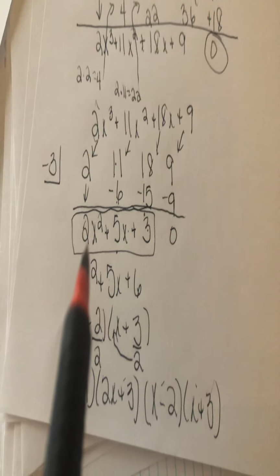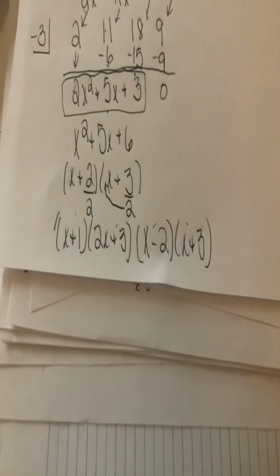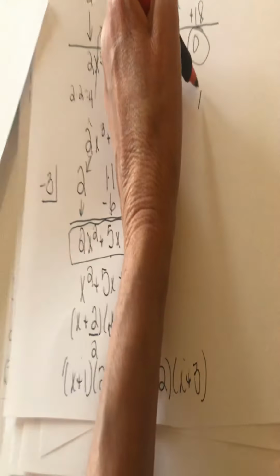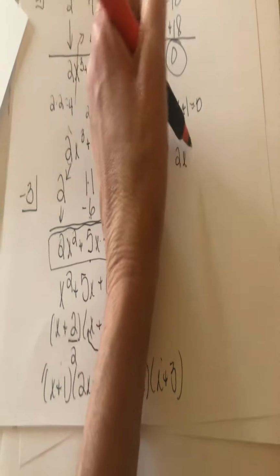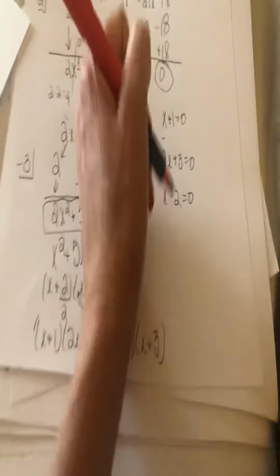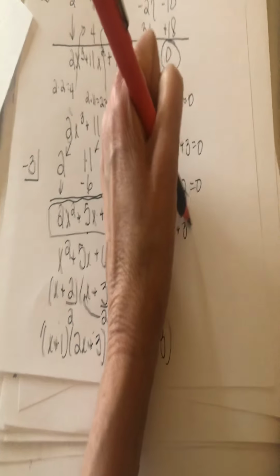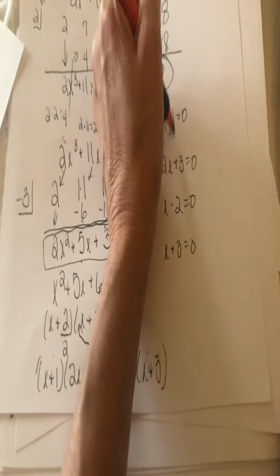But what if I said I want you to give me the roots of this? Now, this is not in your PowerPoint. They're only factoring it. Then we would take all of those and set them equal to 0. Okay? Let me give myself room. 2x plus 3 equals 0. x minus 2 equals 0. And x plus 3 equals 0. And we'll just solve.